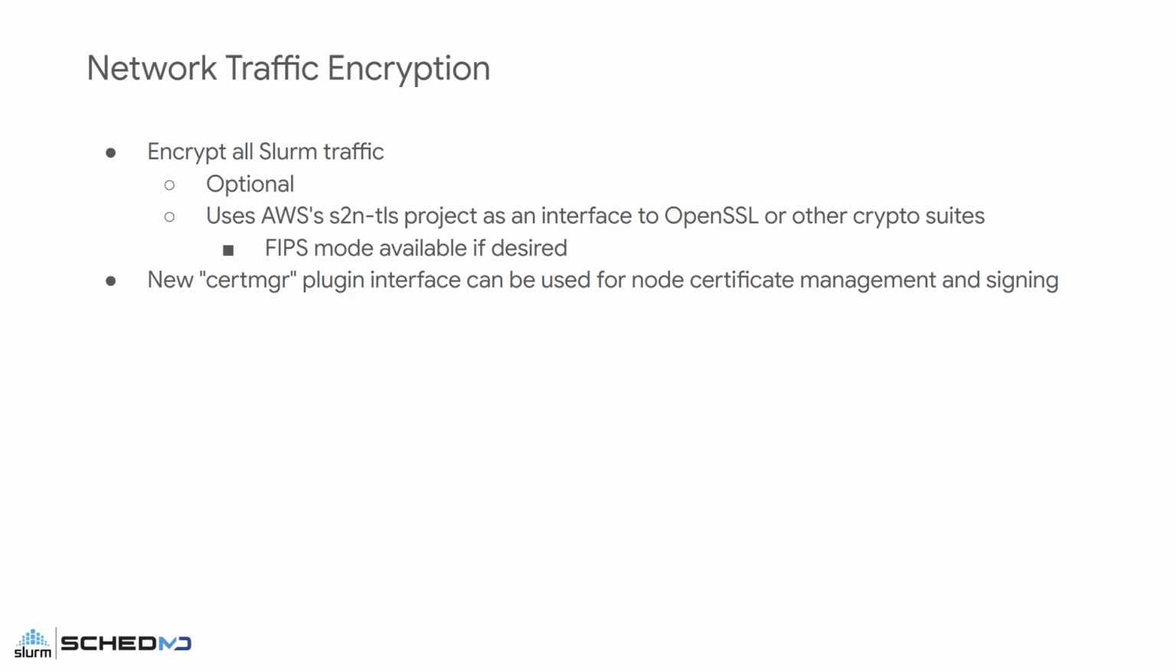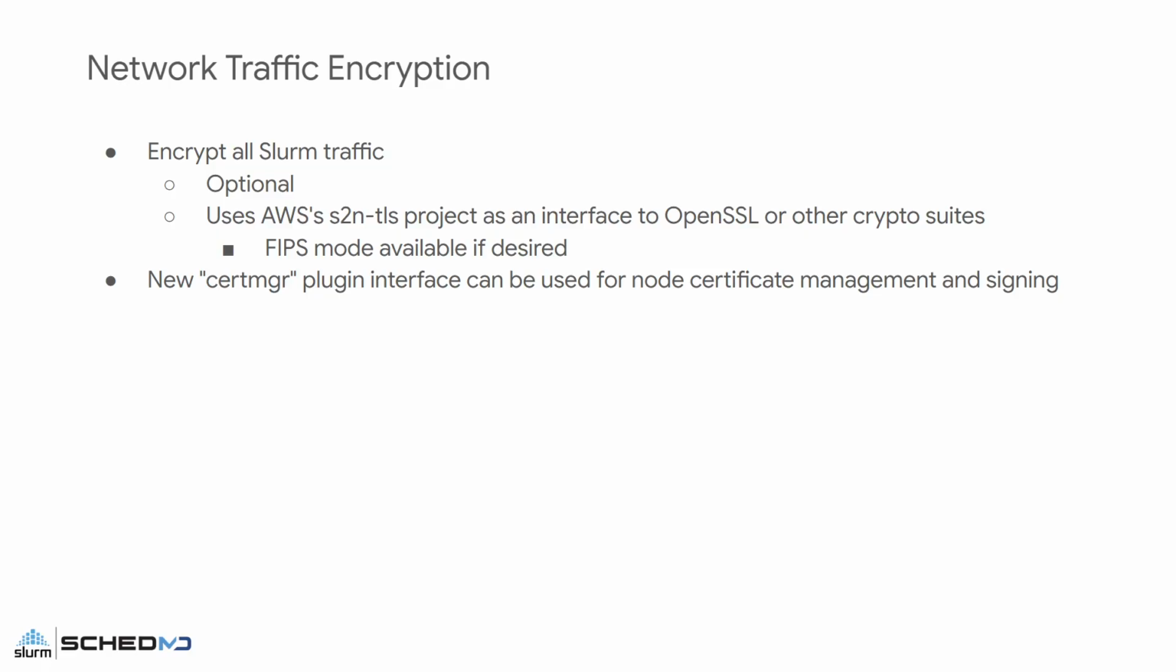To start with today, we're going to talk about the 25.05 release from May. First, and certainly predominant in the work that went into this, is this idea of network traffic encryption for Slurm, being able to encrypt all of Slurm's traffic. You may have seen in some prior releases that there were some starting points to this, but finally in 25.05 we have this ability to encrypt all traffic.